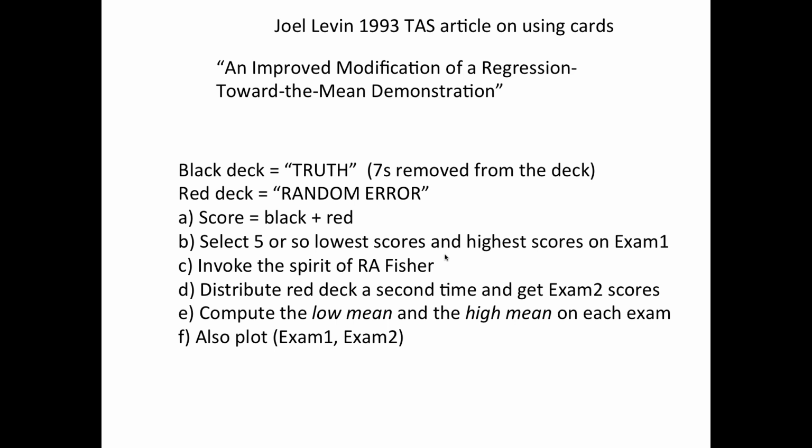Then, after everyone in the room has an exam score, I find out which 5 or so students had the lowest exam scores and which 5 or so had the best exam scores. Then I invoke the spirit of R.A. Fisher, and you can be as dramatic in this as you want. Often I'll dim the lights and so on. I tell R.A. Fisher to come and help the students who screwed up on the first test to improve. Then I distribute the red deck a second time, and everyone gets a second exam score. Truth stays the same, random error changes. Compute the average for the low and the high, and make a plot.